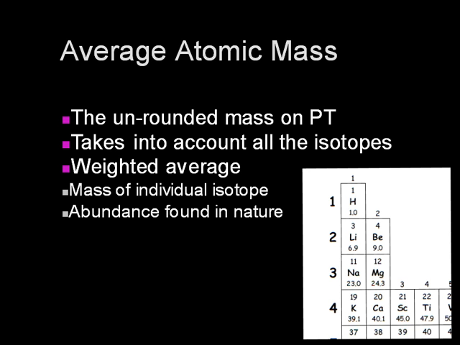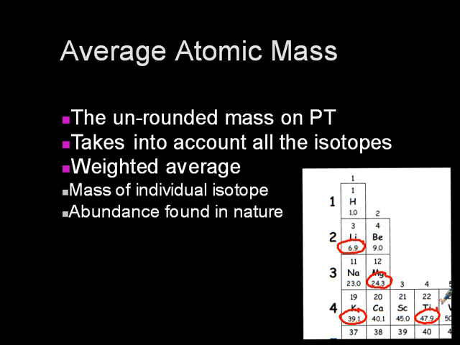Well, it's this unrounded number that we have on the periodic table right here. So you see, like, lithium is 6.9. What in the world, huh? Magnesium 24.3. Potassium 39.1. Titanium 47.9. These unrounded mass numbers on the periodic table are the average atomic masses for these elements. Now, they take into account all of the isotopes that are present.